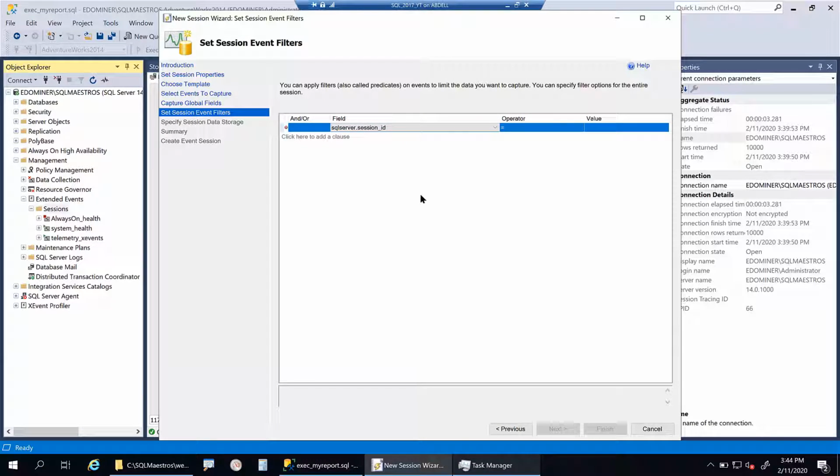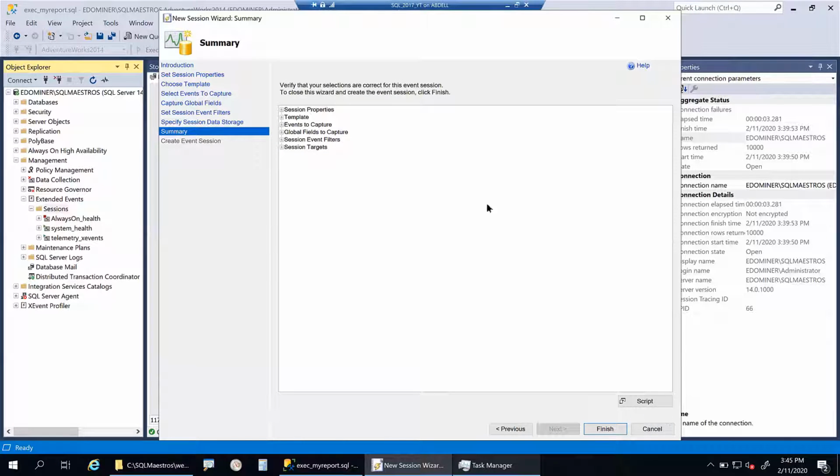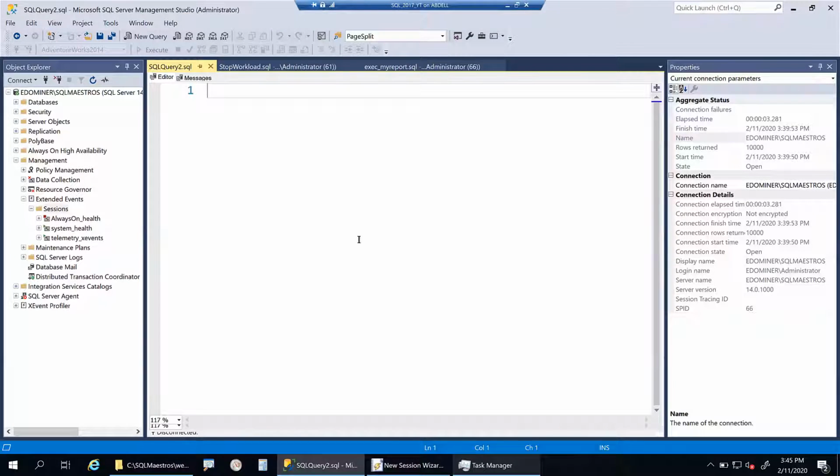Remember, this is conceptually very similar to Profiler, where when you set up a Profiler trace, you choose the events and the columns, and you can apply filters. Something very similar is what I'm doing, but extended events is very powerful, very lightweight. Let's take this as a classic example where you're trying to capture wait information, but Profiler does not really have an event that will allow you to capture that information. I want to put this data in ring buffer, which is in memory. And let's script this out for you to see it later.